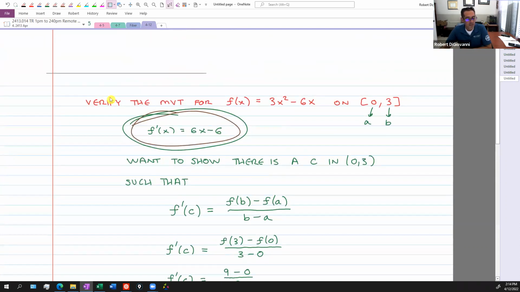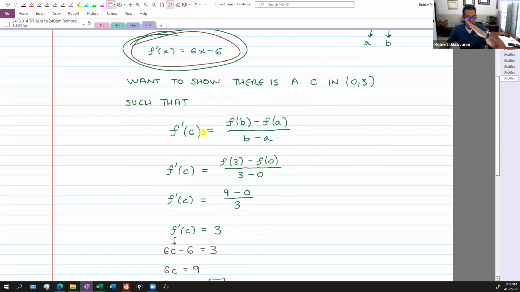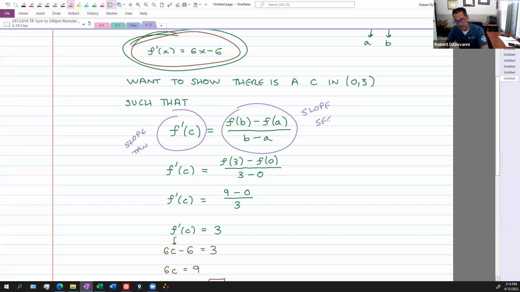So the question was asking, verify the mean value theorem. The mean value theorem says there must be a point somewhere between 0 and 3. There's got to be one, where when we look at the slope of the tangent line at that point, it should be parallel or equal to the slope of the secant line. So this is the slope of the tangent, and this is the slope of the secant, connecting the two endpoints. And we're saying there's somewhere where they're equal, right? Parallel. Basically saying they're parallel lines.